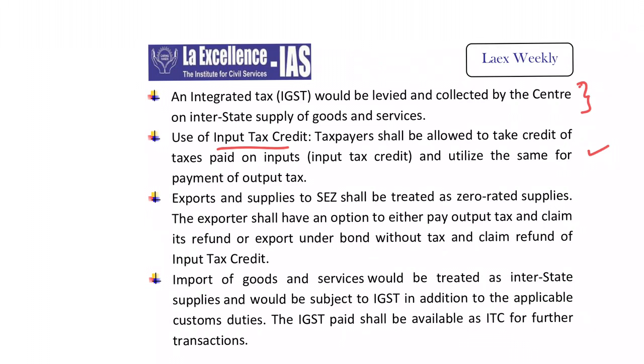Exports and supplies to SEZ, Special Economic Zone, shall be treated as zero-rated supplies, and you need not worry about the refunds, as you have one base where all the network will be present and computerized. It will be easy for you to get the data and also refunds. Imports of goods and services would be treated as interstate supplies and would be subjected to IGST. So if you are importing something, there also you will be getting IGST taxes.